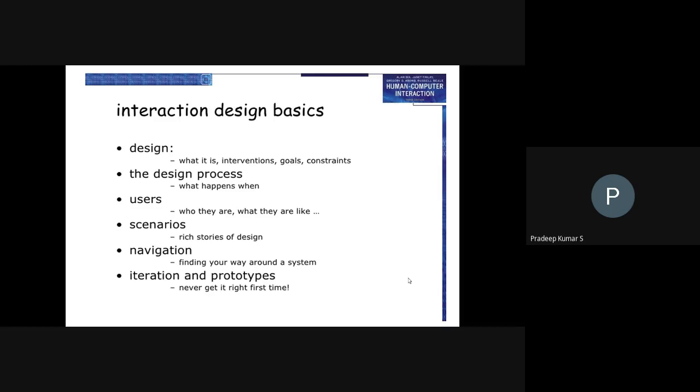Navigation: we are finding our way around the system. Here several iterations and prototypes are there. You never get it right the first time, and it is the same here. While I am teaching you, the PPT representation of the second and third class is different from today's class. Even my presentation scenario should be different. You can understand, so according to the needs we have to make the design. That is the interaction design basics.